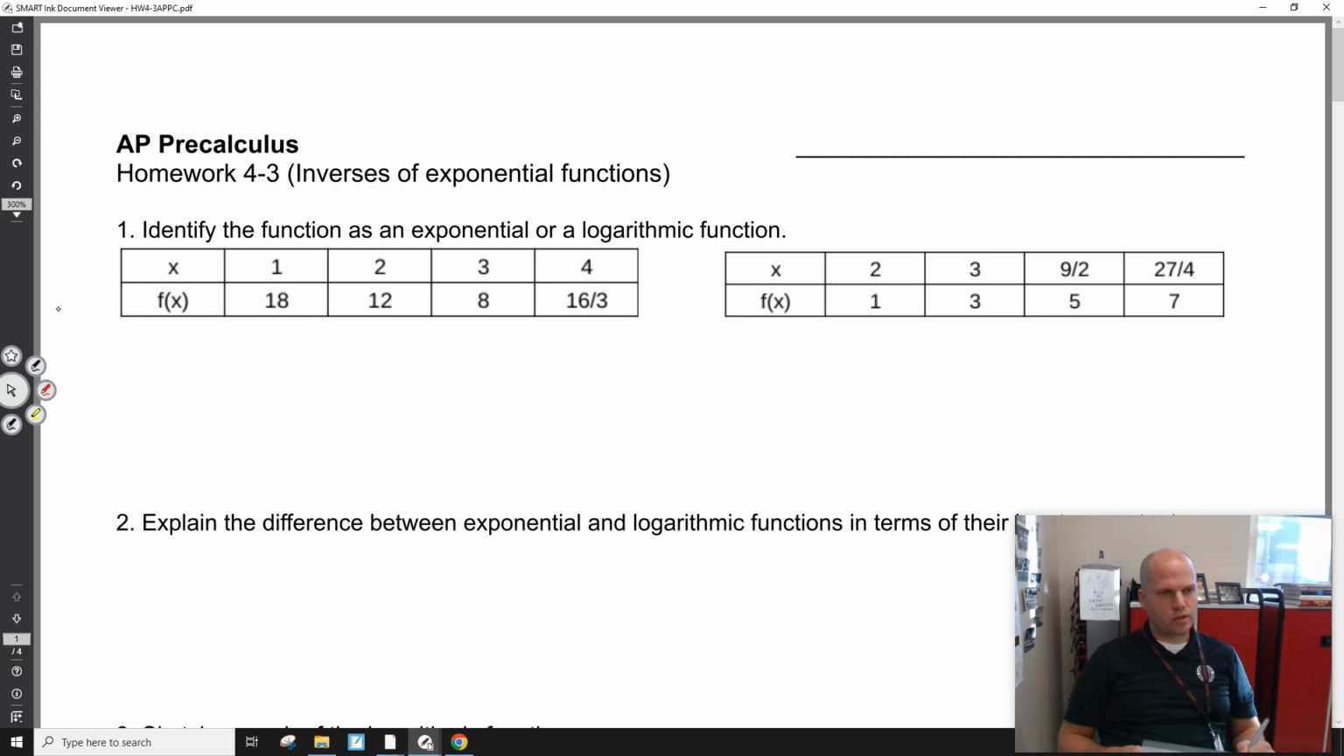What's up, pre-calculus students? We're going to do the 4-3 homework where we introduce the logarithm, the inverse to the exponential function that's going to undo what exponential functions do. Now, what does it mean to be an inverse? It's like whatever an exponential function does, which is grow exponentially large with equally spaced x's, or the other way around.